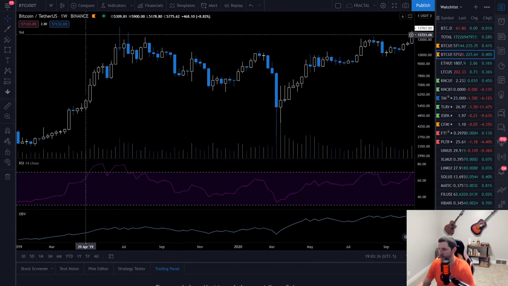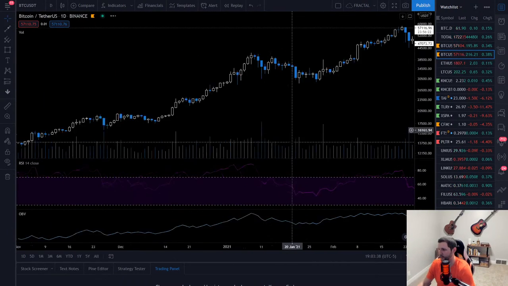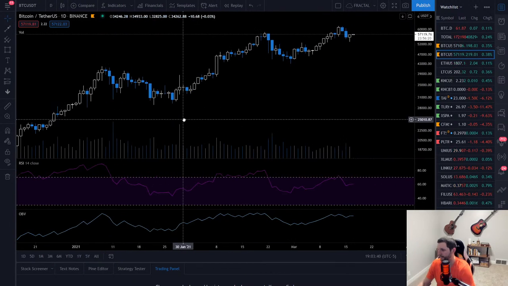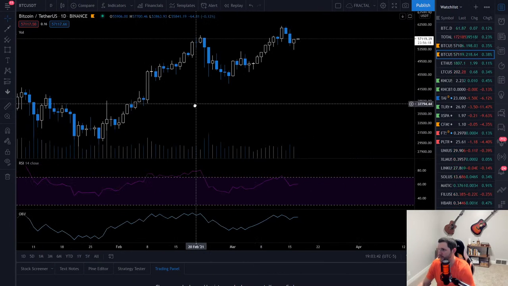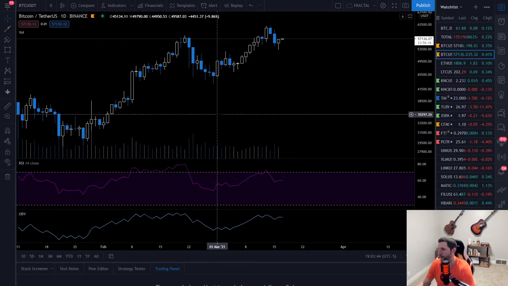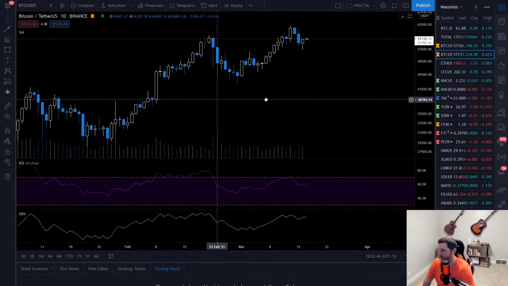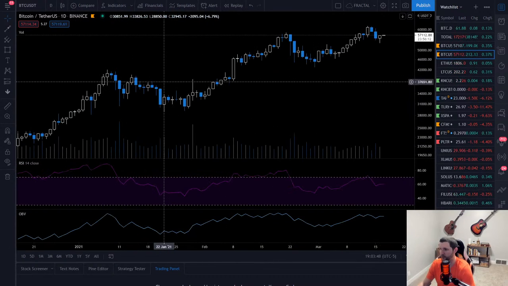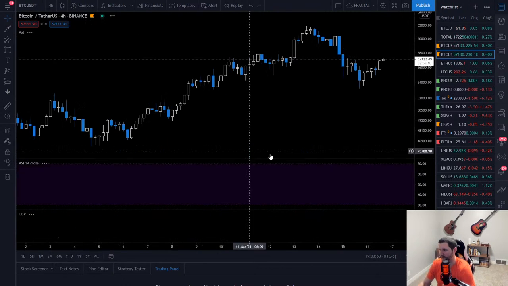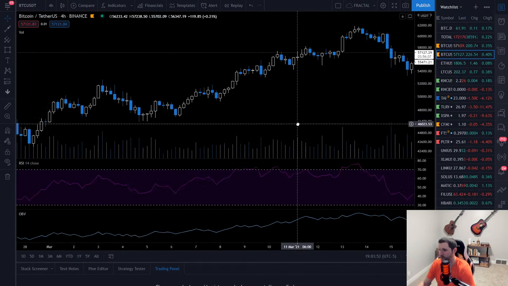And I don't see any weekly bullish divergence. Let's go to the daily. And let's see if we can find some here. And I might not even be able to find any here. I'm looking for RSI right now. Let's just go to the 4-hour. I guarantee you we'll find some somewhere.